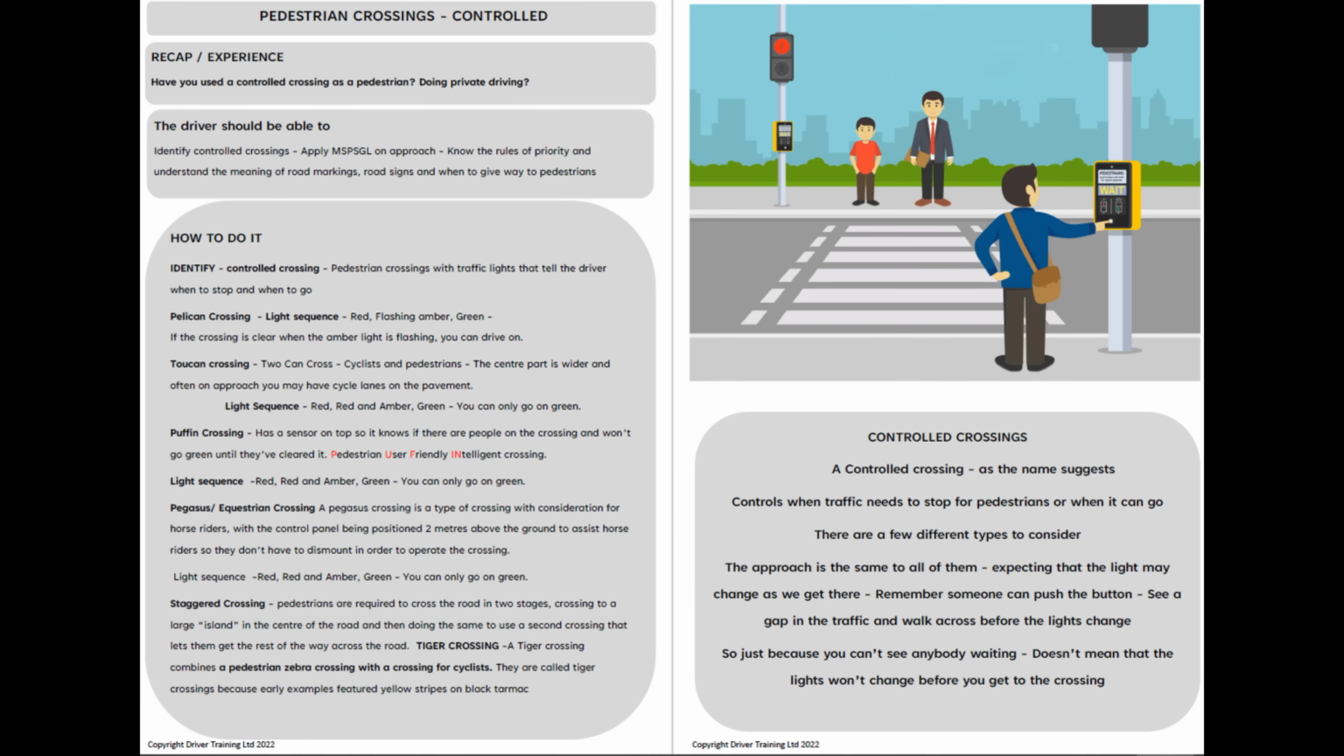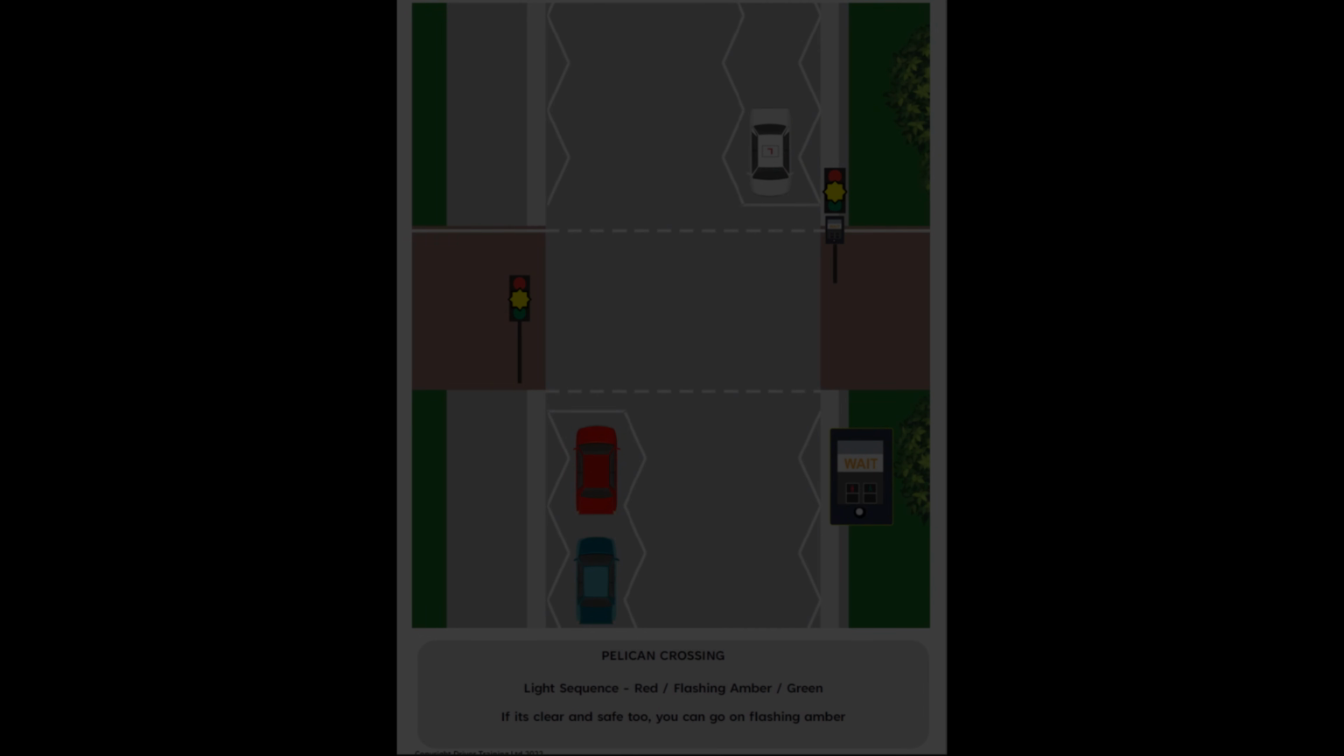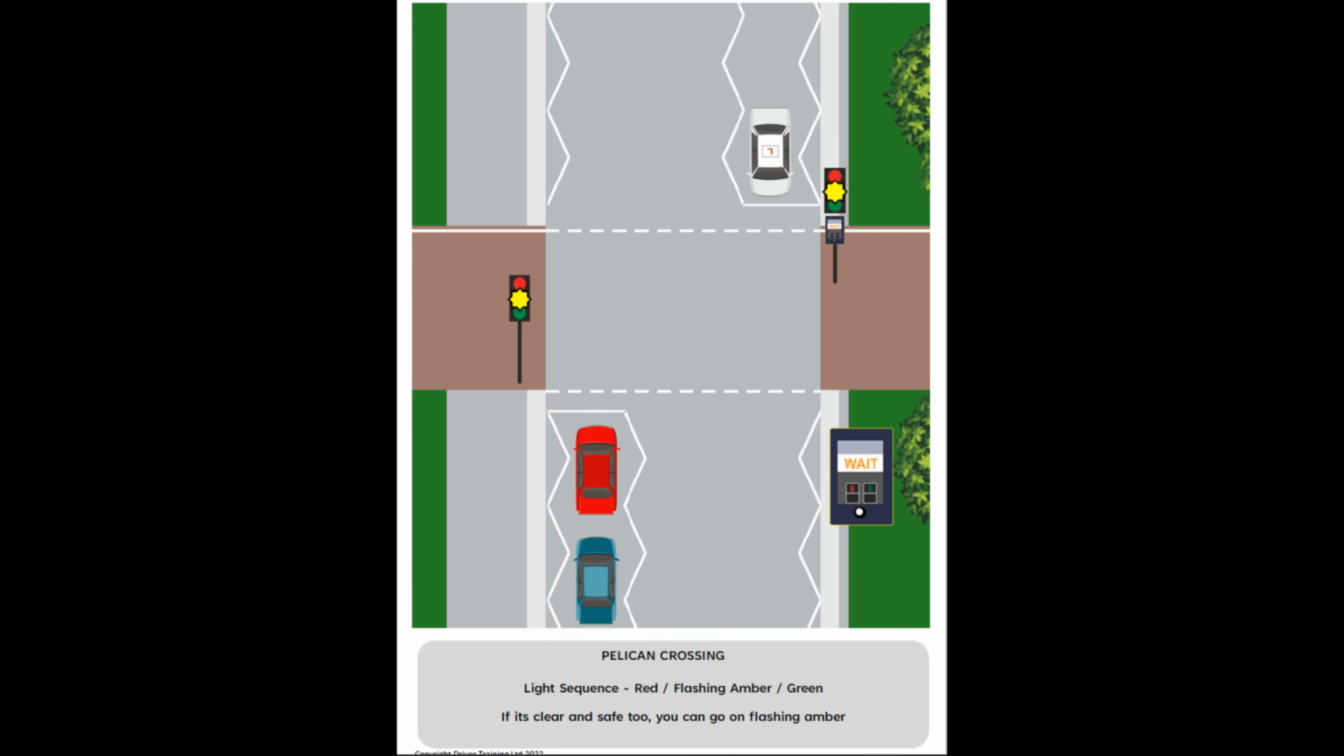So let's go on to controlled crossings. So this is where, as a driver, we get told when to stop. So there are a few different types, so we're going to go through them. Now, the key with these is not so much the type of crossing, but how you deal with them. So the first one is a pelican crossing.